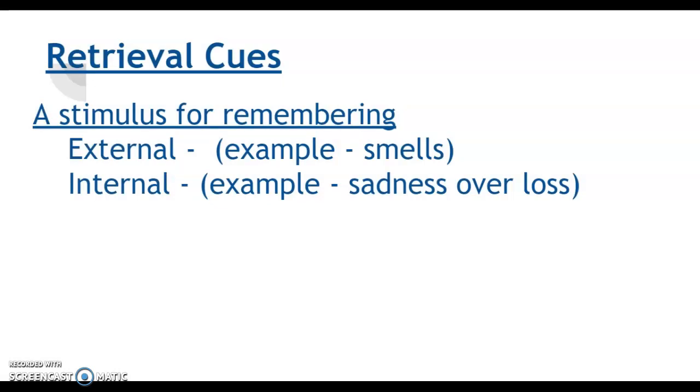Retrieval cues are basically reminders that facilitate retrieval of information from our memory. They are things that prompt you to remember. They make stored information pop into your mind when otherwise it may not have. You can have external cues, such as the smell of a lit candle that reminds you of your grandma's cinnamon apple pie. Retrieval cues can also be internal, such as feelings of sadness that remind you of when you broke up with your significant other. So we can have different kinds of retrieval cues.